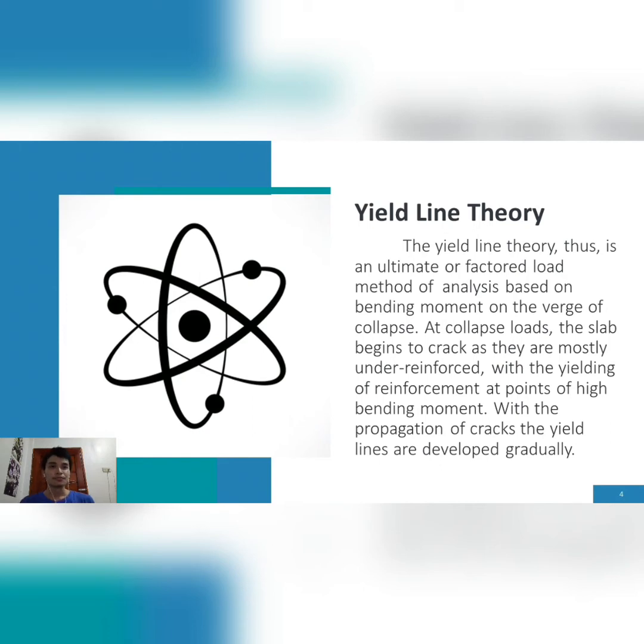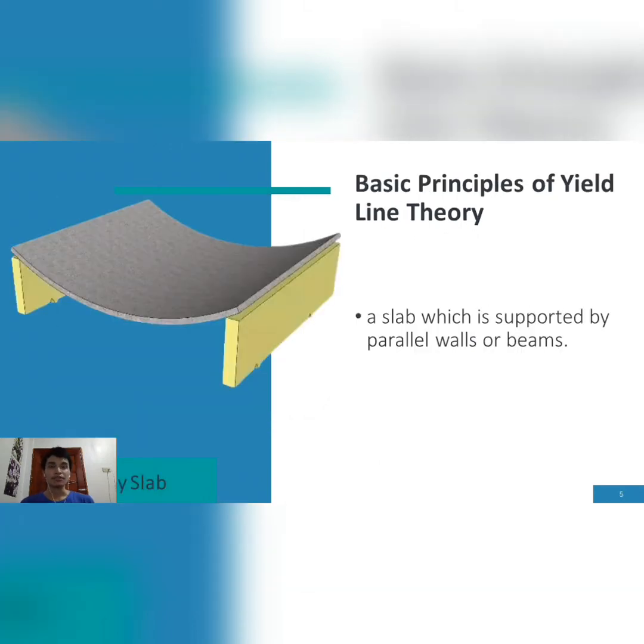So, eto, basic principles sa may one-way slab. Sinasabi dito na a slab which is supported by parallel walls or beams. So, sa one-way slab, dalawang side lang niya yung merong support. So, ang tendency ngayon, pagka in-applyan mo siya ng load, ang gitna niya yung mahina. Kasi, yun nga, hindi siya supported sa all sides.